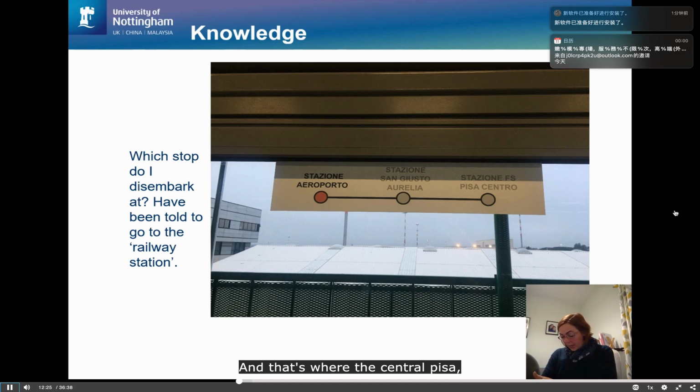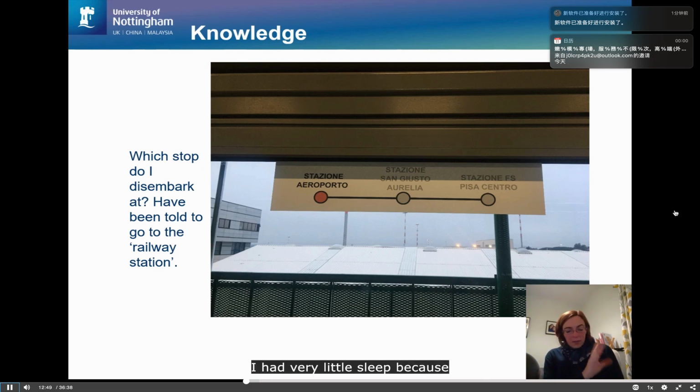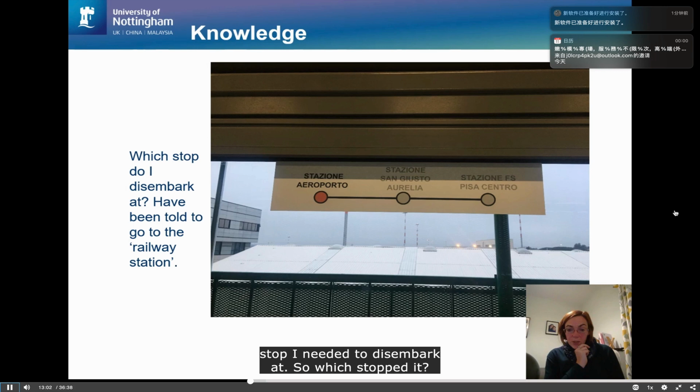In the centre of Pisa, there's a train station, and I need to change at the train station in order to go to my onward destination. So I've actually never been to Pisa, the town, never seen the Leaning Tower of Pisa, but I've been to the airport and the train station a few times. So I was there one particular morning. I'd had very little sleep because my flight had been diverted, and I'd actually spent all night either up at an airport or on a coach trip back to Pisa again. And I had to understand which stop I needed to disembark at.